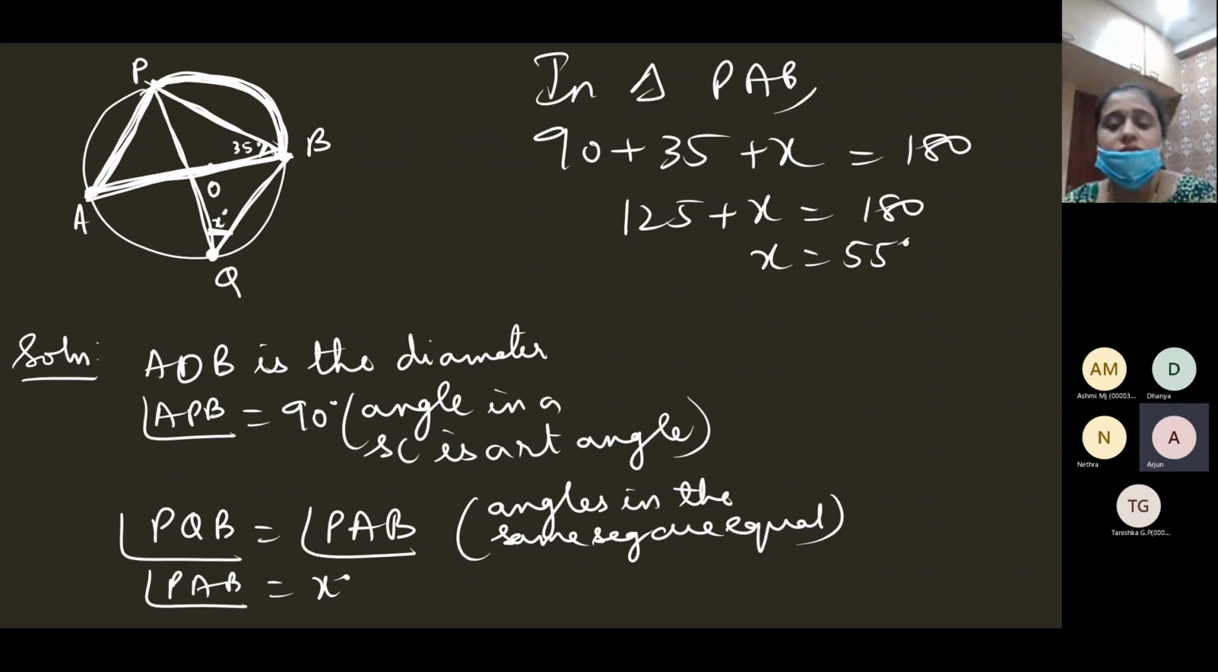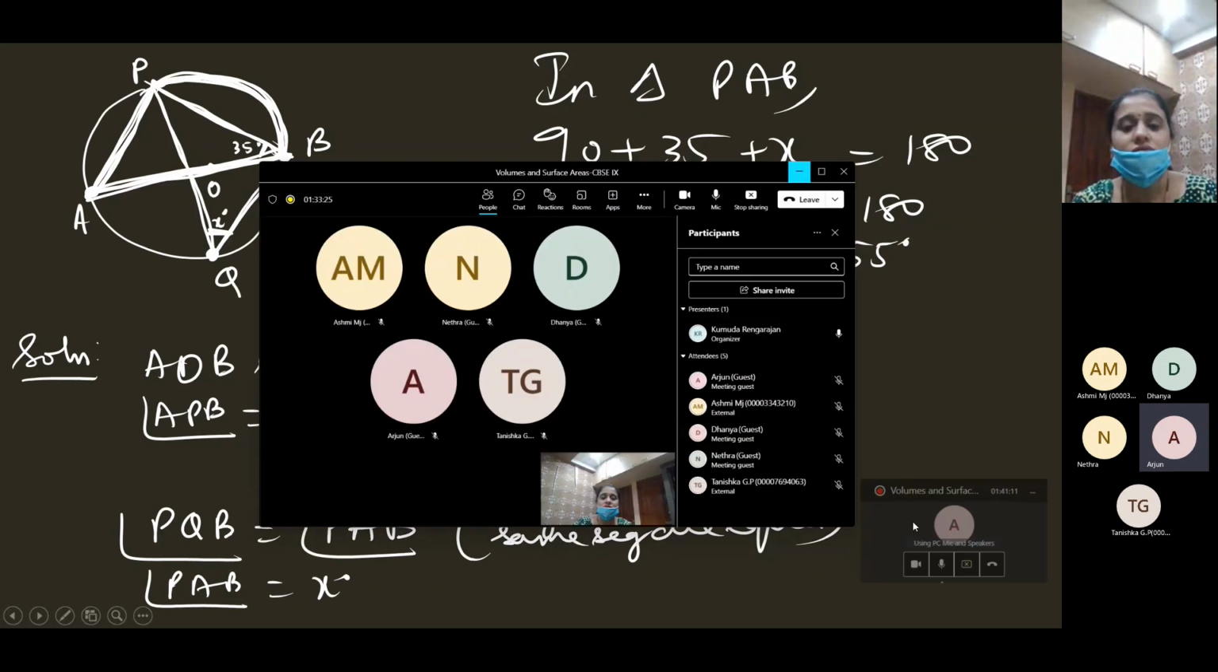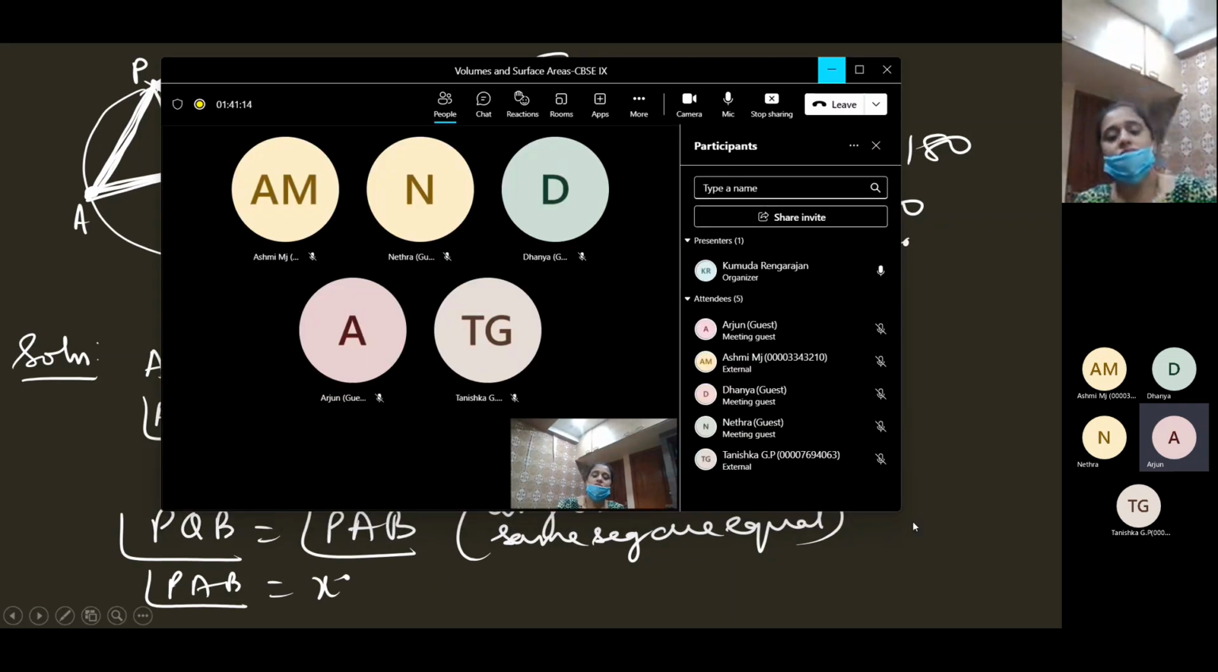Done, class? Yes, ma'am. All right. What about the boys? Arjun, Srijana, Tanishka? Completed, ma'am. Okay. Arjun and Srijana, raise your hand. Both of you are not there.